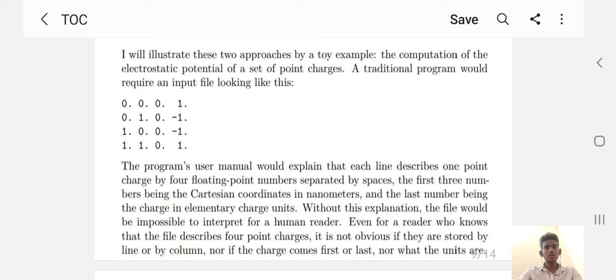A traditional program would require an input file looking like this. The program user's manual would explain that each line describes one point charge by four floating point numbers separated by spaces. The first three numbers being the Cartesian coordinates in nanometers and the last number being the charge in elementary charge units. Without this explanation, the file would be impossible to interpret for a human reader. Even for a reader who knows that the file describes 4 point charges, it is not obvious if they are stored by line or by column, nor if the charge comes first or last.